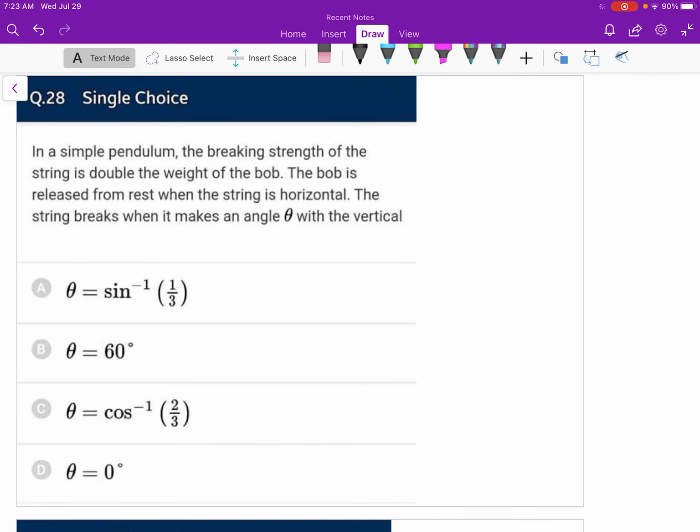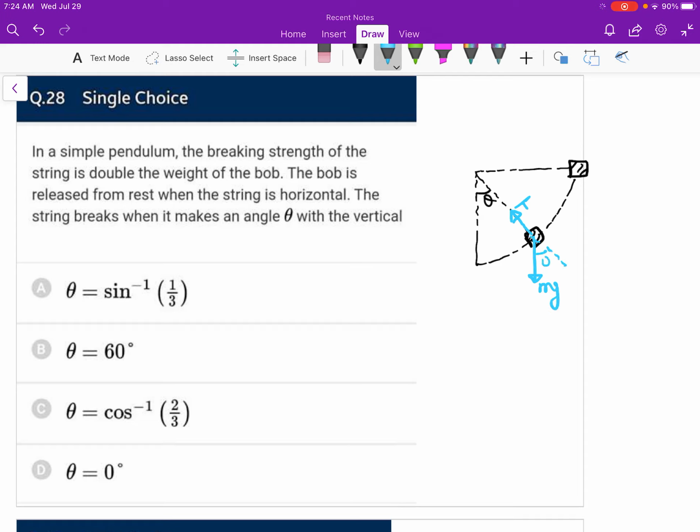In a simple pendulum, the breaking strength of the string is double the weight of the bob. The bob is released when the string is horizontal. The string breaks when it makes an angle theta with the vertical. So this is the horizontal orientation, and say at an angle theta from vertical the string breaks. So at this position tension is twice the weight, so this is T, this is mg.